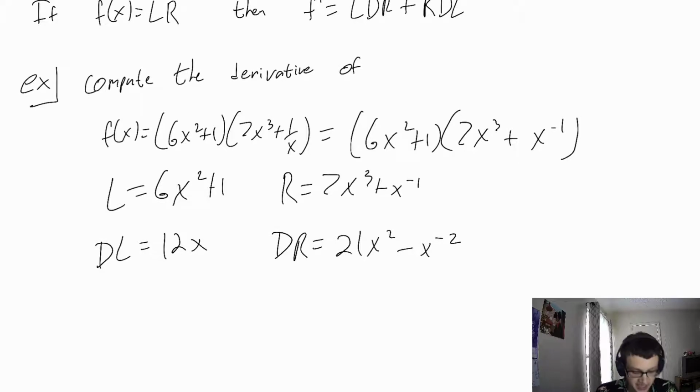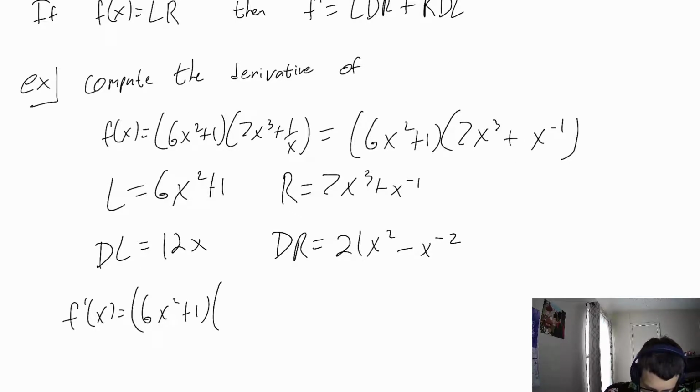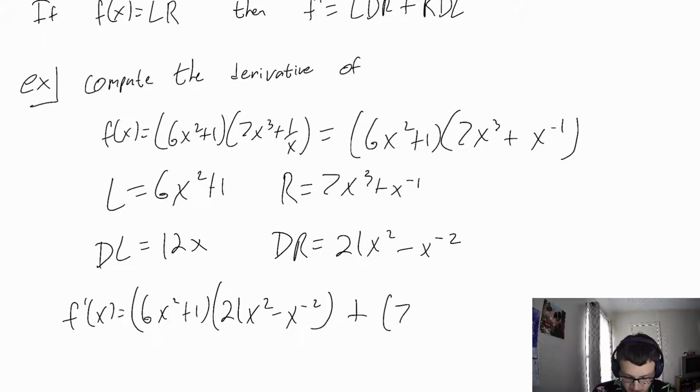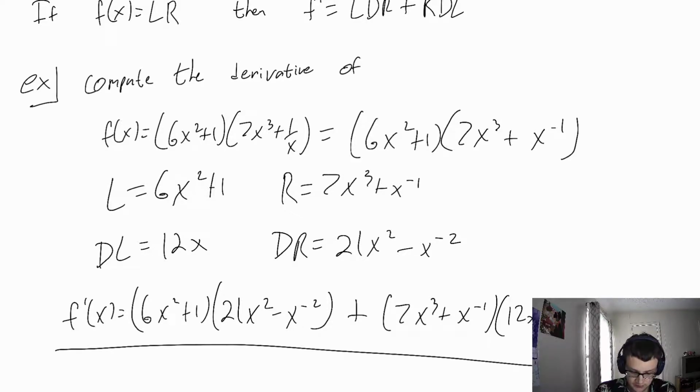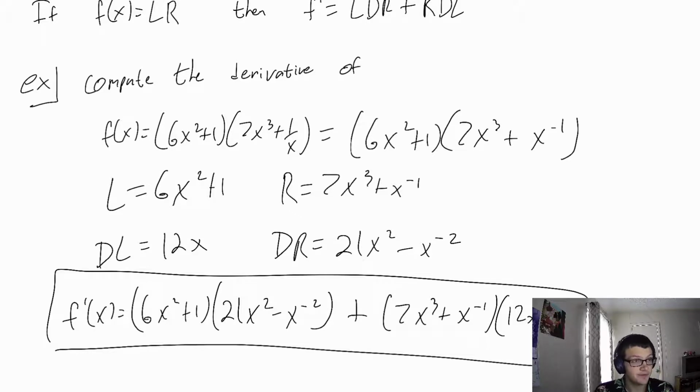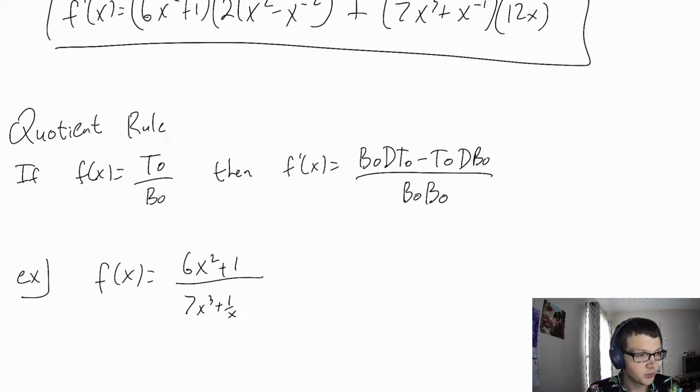If we throw this all together, we get that the derivative is f prime of x equals L times dR, plus the right-hand side, or R, which is 7x cubed plus x to the minus 1, times dL, which is 12x. And that's our derivative. The cousin of the product rule is the quotient rule.